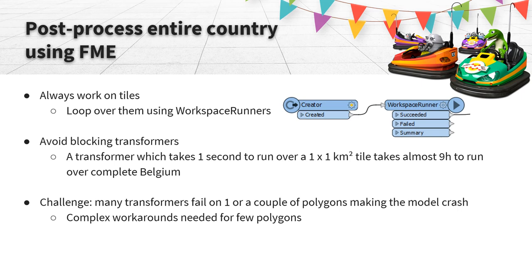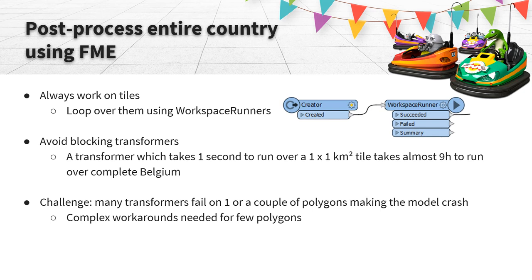How did we handle this? We kept working on the 1x1 square kilometer tiles and used workspace runners to loop over each tile. Blocking transformers were avoided as much as possible. These transformers are always very slow. I did the maths, and a transformer which takes only 1 second to run over a 1x1 square kilometer tile, which is still relatively fast, takes almost 9 hours to run over complete Belgium. The more blocking transformers you can avoid, the quicker your processing will be.